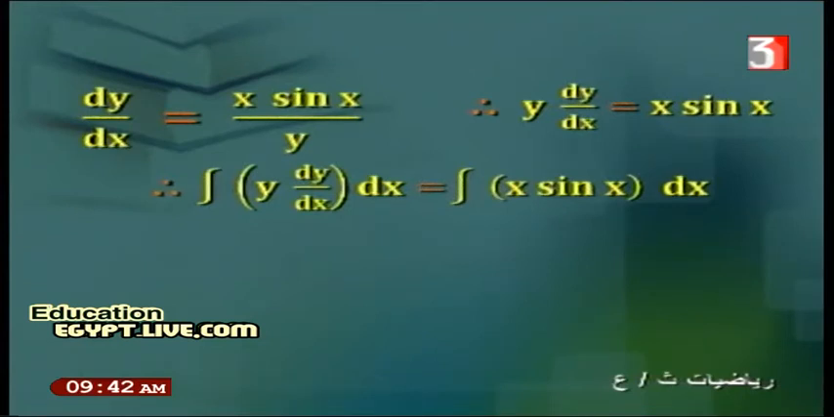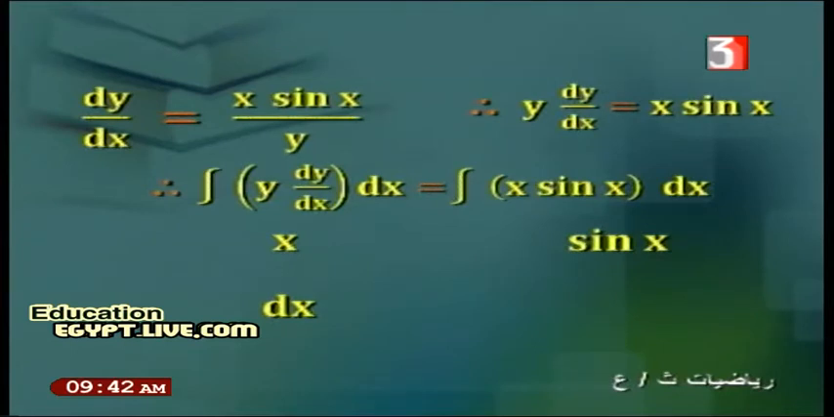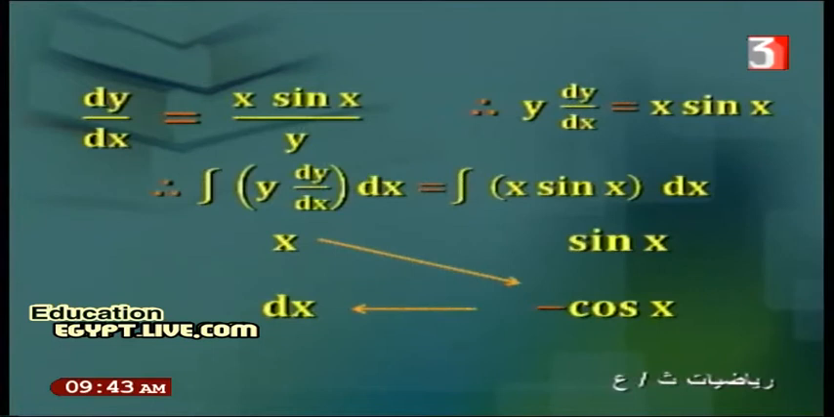Integration y dy equals integration x sine x dx, and the right hand side is integration by parts. Let x and sine x be the two parts of the function. Differentiating x, we have dx, and integrating sine x, we have negative cosine x. Then x multiplied by negative cosine x minus integration negative cosine x dx.